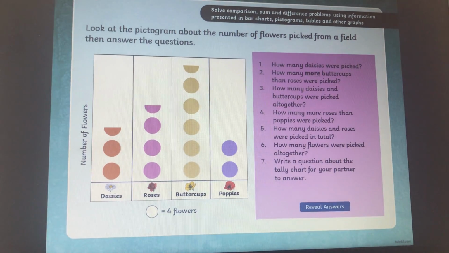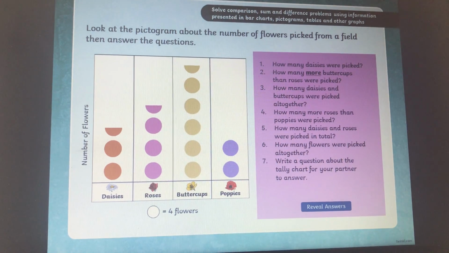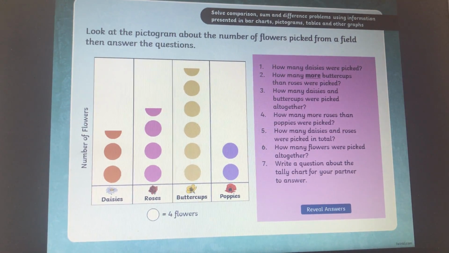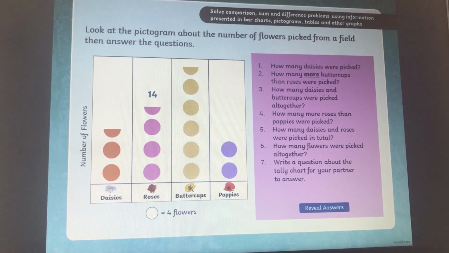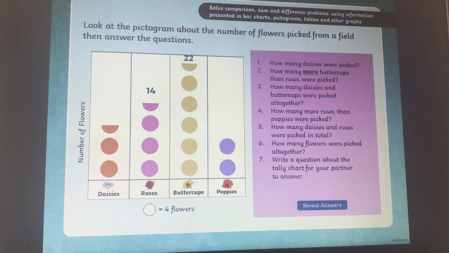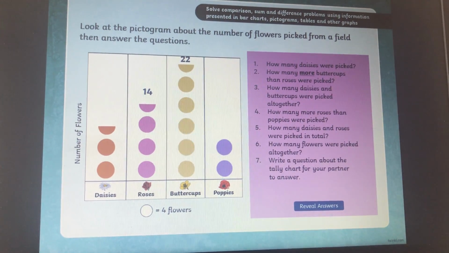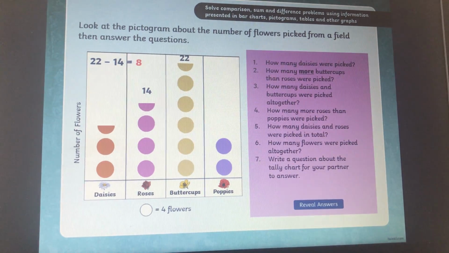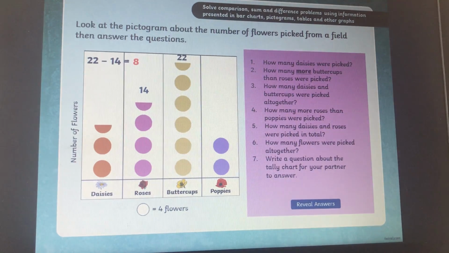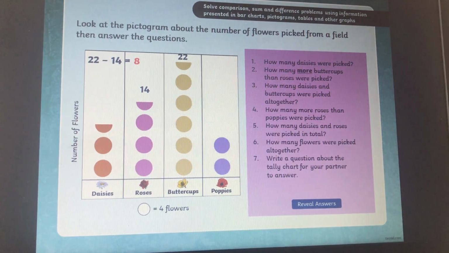Question 2. How many more buttercups than roses were picked? Again, determine how many of each were picked. 14 roses, 22 buttercups, and it's a simple subtraction. 22 take 14 is 8. 8 more buttercups were picked than roses.